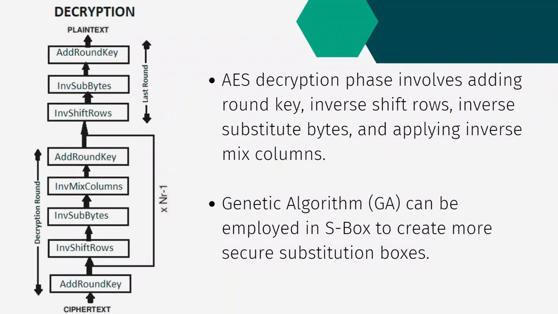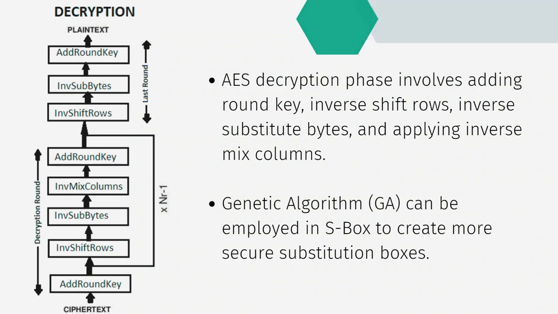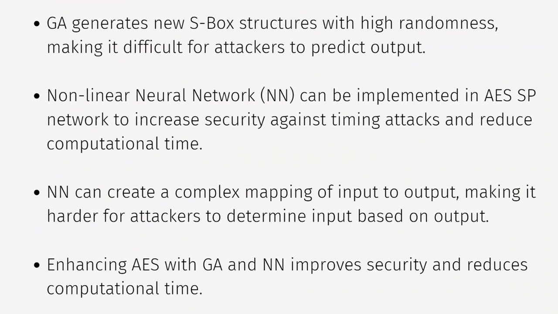On the left, you can see the flow diagram of the decrypting phase of AES. AES decryption phase involves adding round key, inverse shift row, inverse substitute bytes, and applying inverse matrix column. Genetic algorithm GA can be employed in the S-box to create more secure substitution boxes. GA generates new S-box structures with high randomness, making it difficult for attackers to predict output.